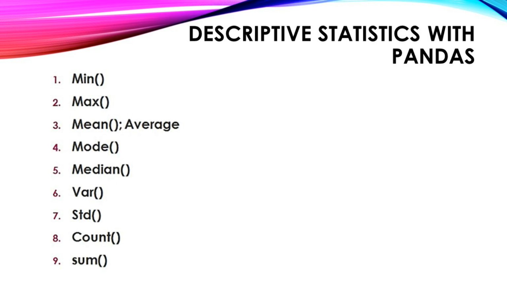So first is min. Min is nothing but to find the minimum value. Second is max. Max is nothing but to find the maximum value of the data frame. So practically we shall see here how to find minimum and maximum value.